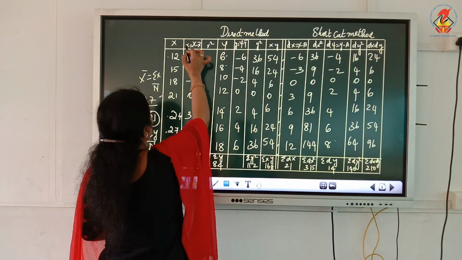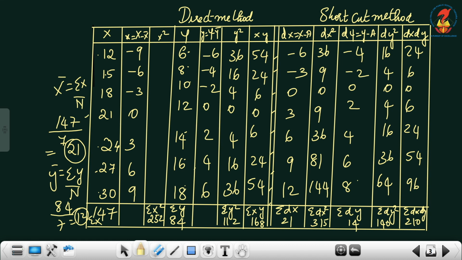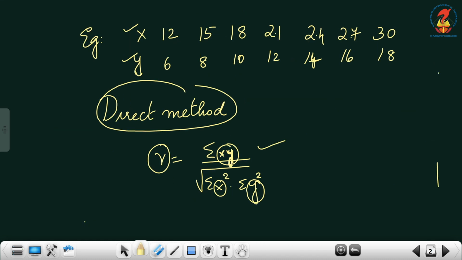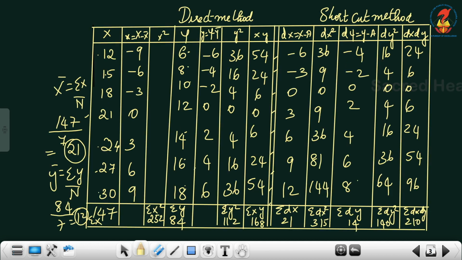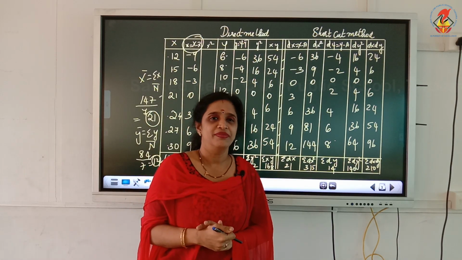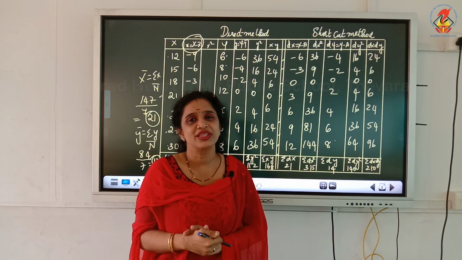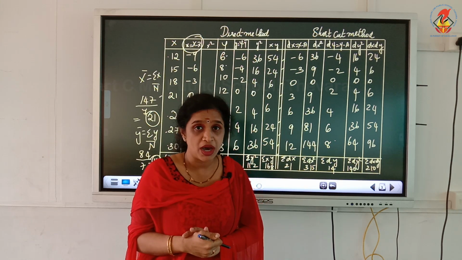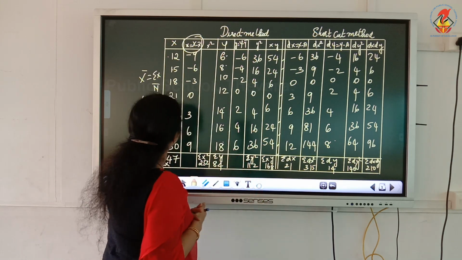Now the small x which I have written here, small x and small y here also, how do you find that? Small x is equal to x minus x bar. What is this x bar? You know it is found by using the mean, isn't it? x bar is the arithmetic mean.